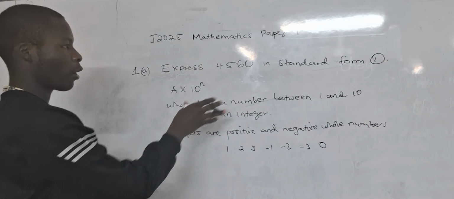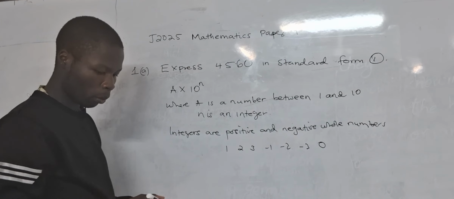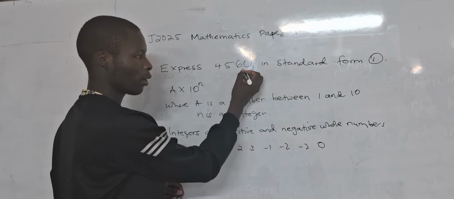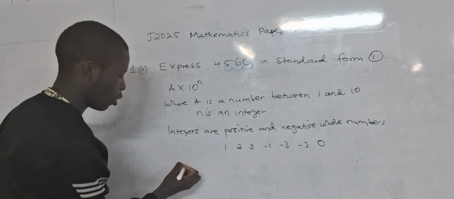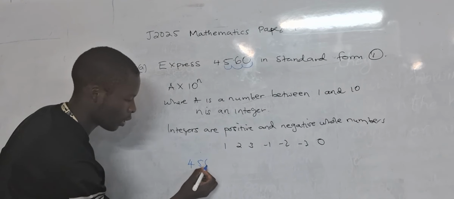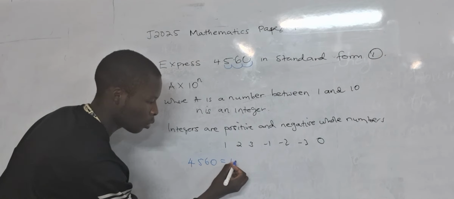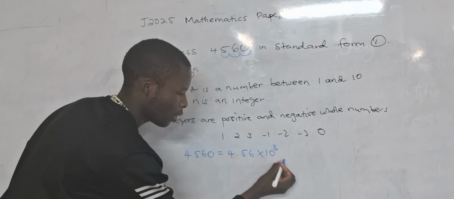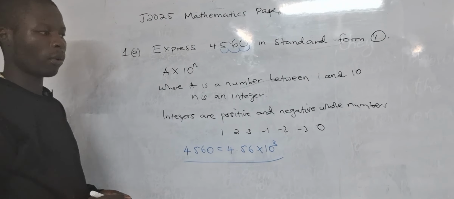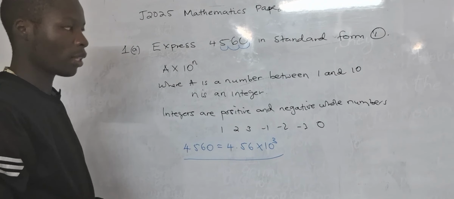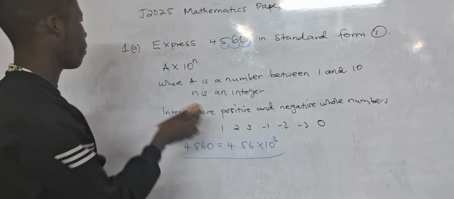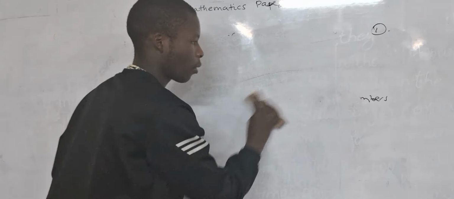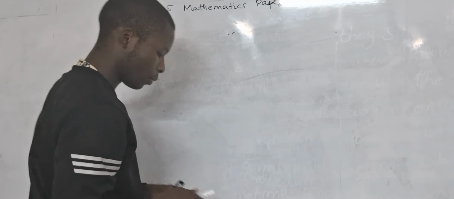Okay. So in order for us to write this number in standard form, here is the comma, 1, 2, 3. So 4560 is equal to 4.56 times 10 to the power 3. This is the final answer. Okay, let's move on to question number 1B.